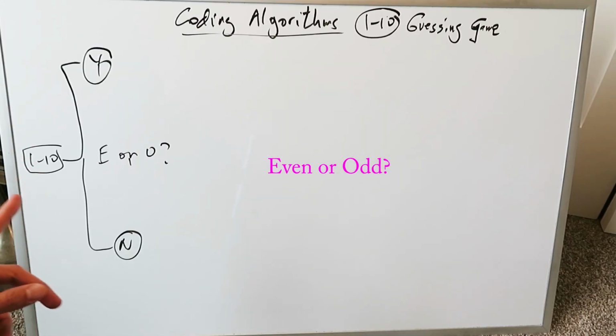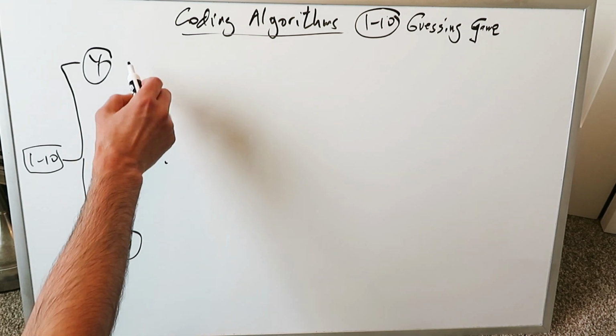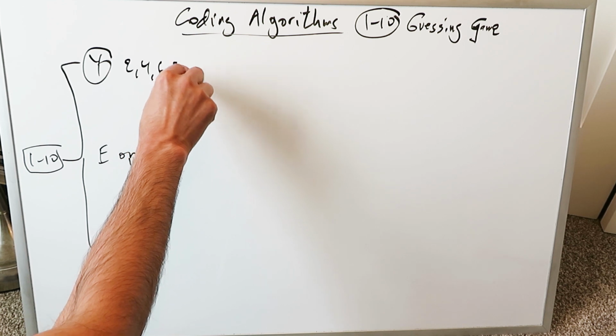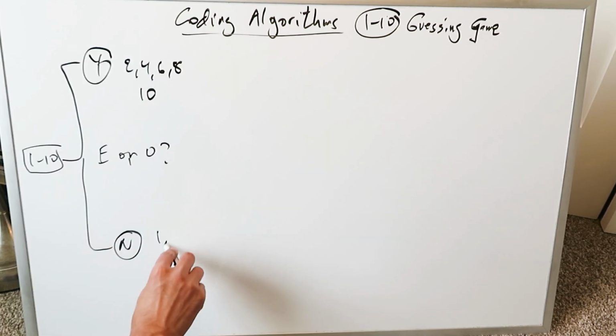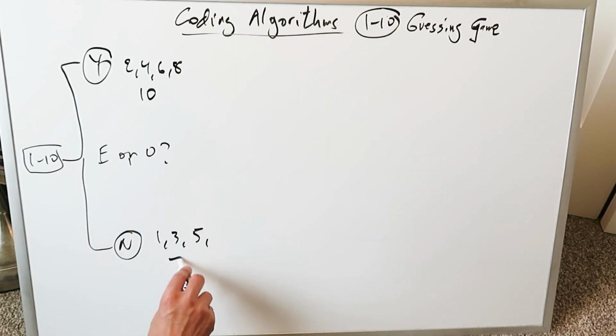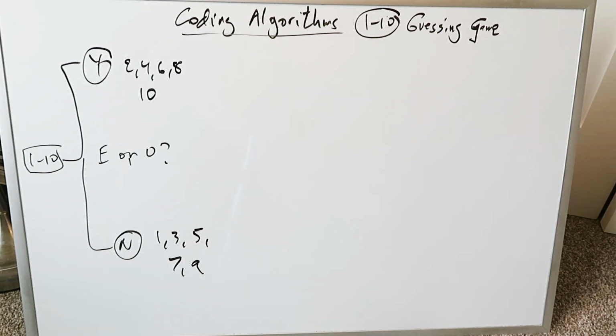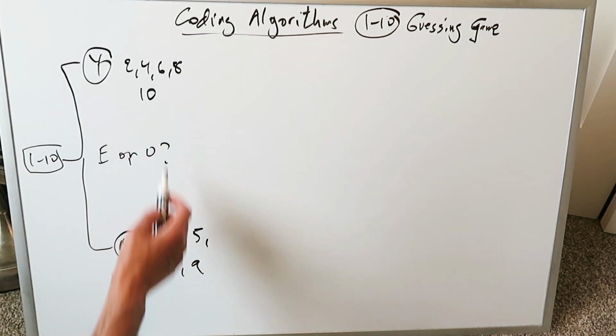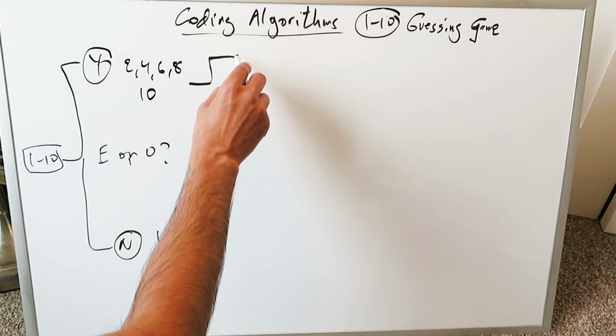Now if the answer is yes, there's a bunch of numbers that it could be, but if the answer is no and it's an odd number, you know it can be a bunch of other numbers. If it's yes, you know it's a 2, 4, 6, 8 or 10. If it's a no, it's a 1, 3, 5, 7 and 9. So the computer has asked me this question and I gave it either a yes or no answer. Now it can ask me some more questions.